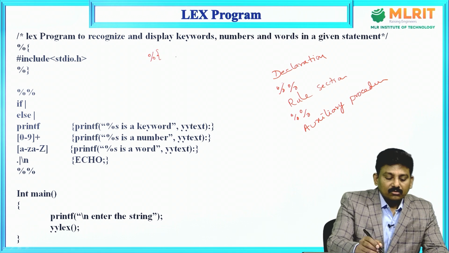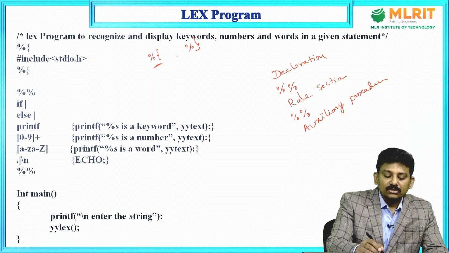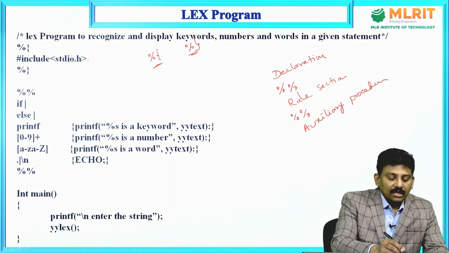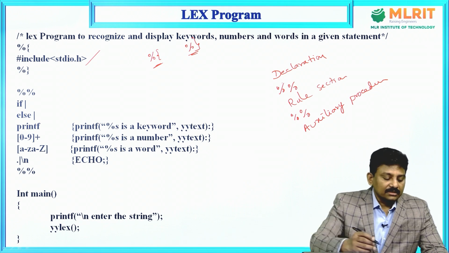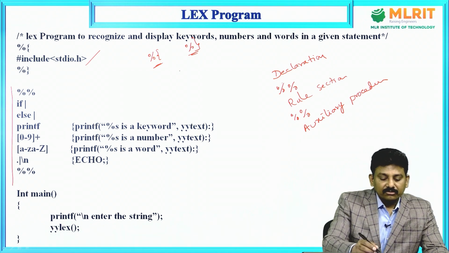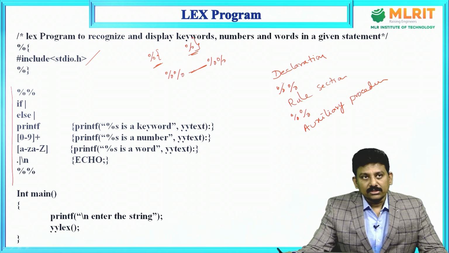percentile open curly braces and percentile closed curly braces. Anything between these two is done in the declaration part. Here we declared hash include stdio.h; the header file is included in this declaration section. Then next, the rule section: whatever patterns are between the percentile delimiters, these are the delimiters, between these is the rule section.